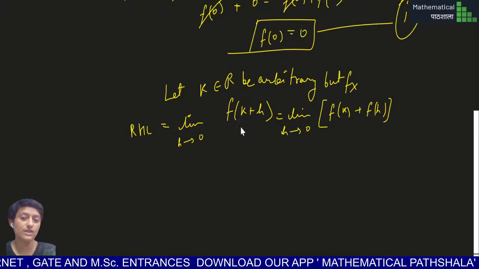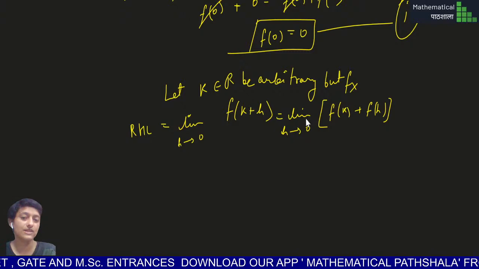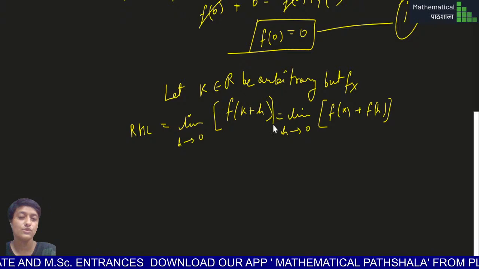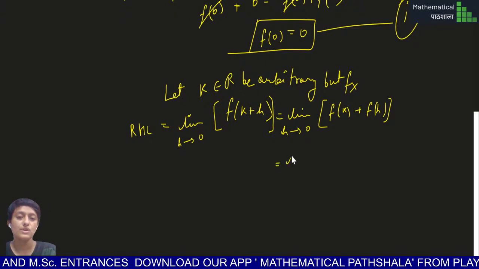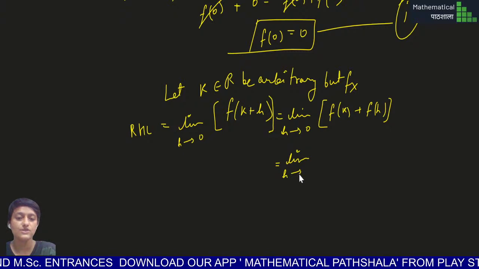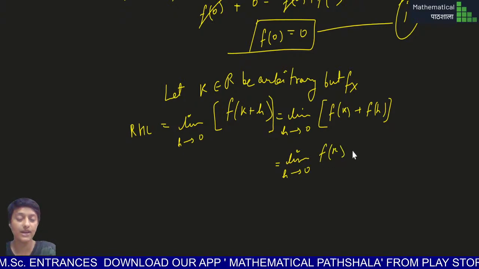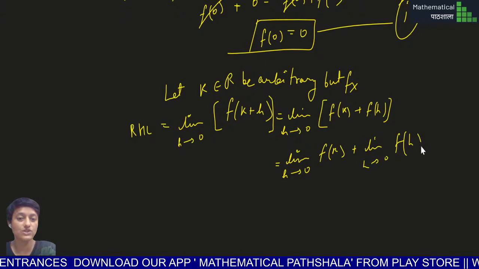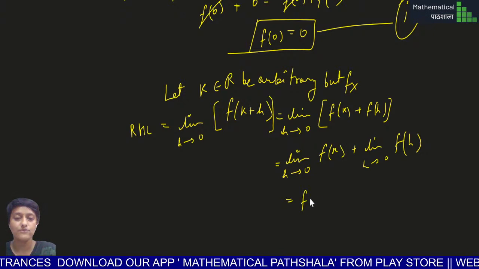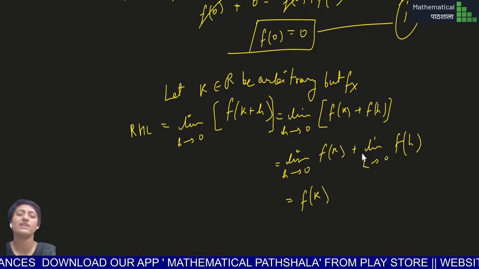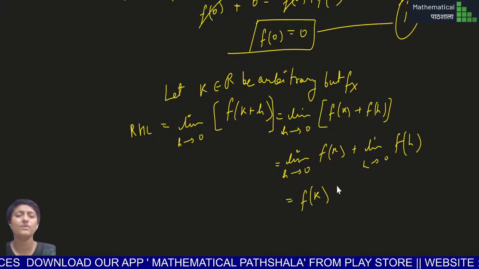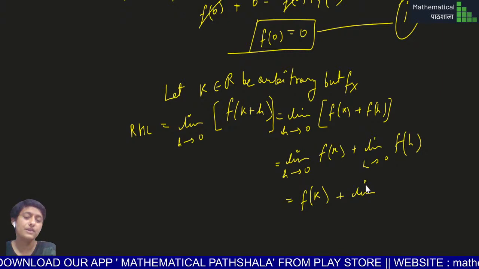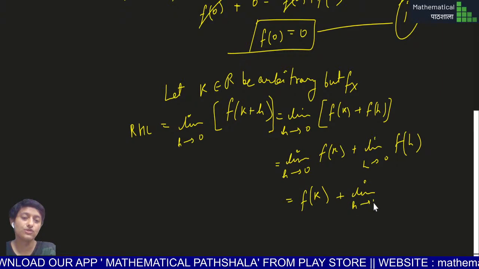So, from the equation number star, f of k plus h is equal to f of k plus f of h. We just split this into 2 parts. So, we have got limit h tends to 0 f of k plus limit h tends to 0 f of h. Now this will become f of k because we have chosen any arbitrary point. Let us say it is non-zero, or maybe it is 0, doesn't matter. Plus limit h tends to 0 f of h.